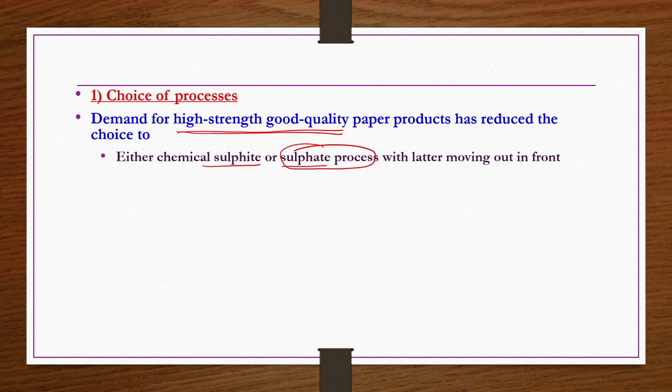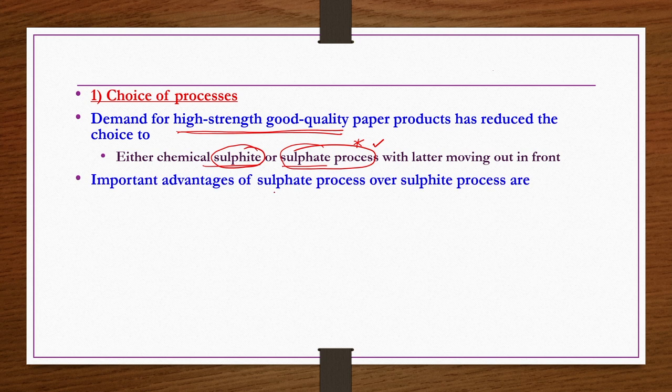Out of the two chemical methods, the sulfate process is better, because in the sulfite process water pollution issues are there, the chemical recovery is very tough, and large amounts of different types of liquors are produced. So their recovery is an issue, and because of that, economics is also an issue for the sulfite process. Because of such reasons, the sulfate process is leading the race.